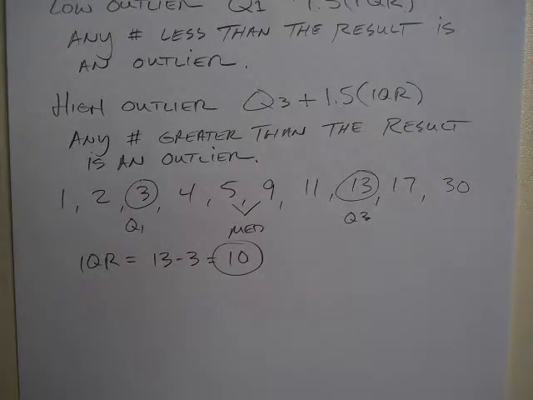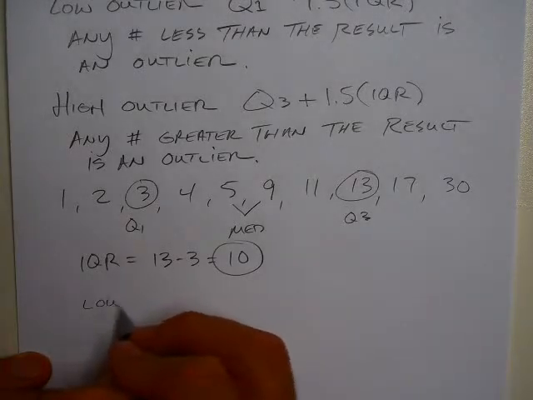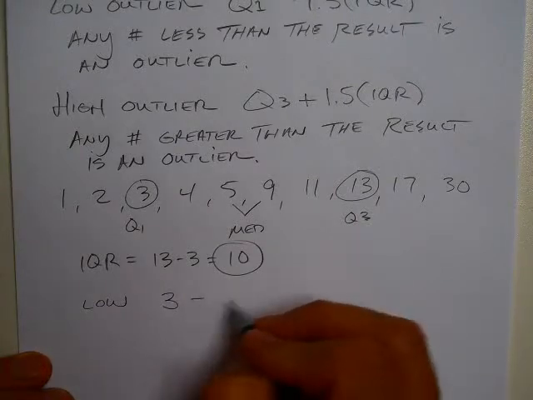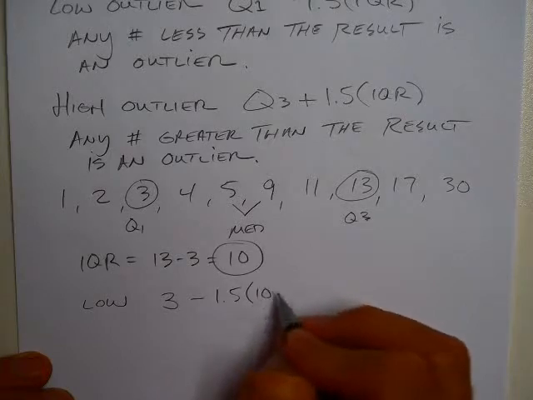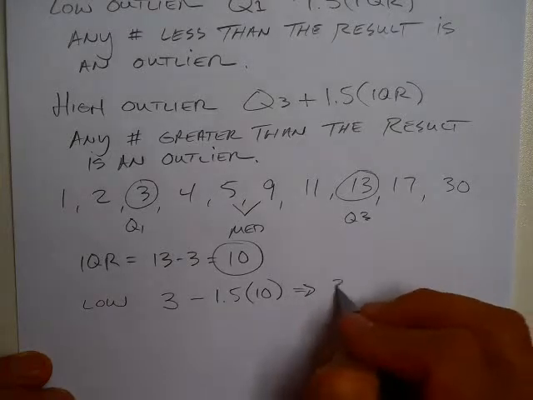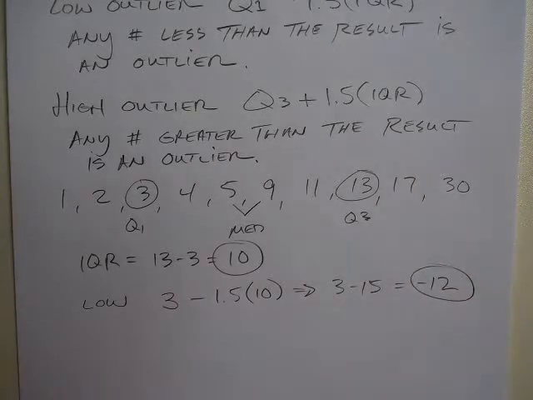So now let's see if anything else is an outlier. It doesn't look like we'd have a low outlier, would you agree? But it looks like maybe the 30 is an outlier, and perhaps the 17. I don't know. We'll see. So for the low outlier, this calculation is going to be Q1, which is 3, minus 1.5 times 10, which will be 3 minus 15, or negative 12. So that's the number we're comparing the low numbers by. So there's no low outlier. There's nothing that low.